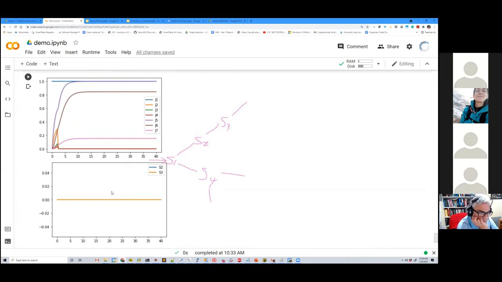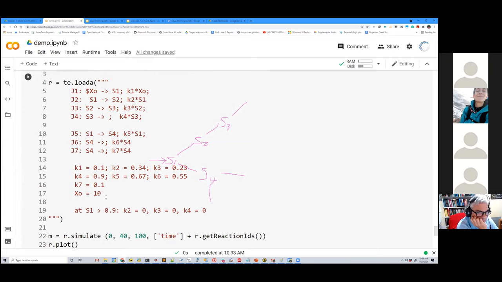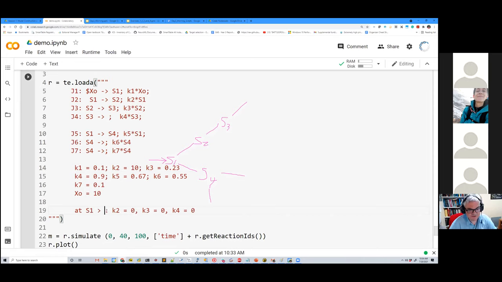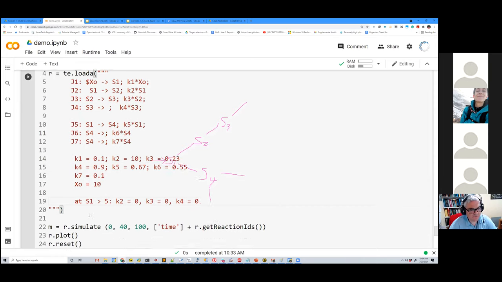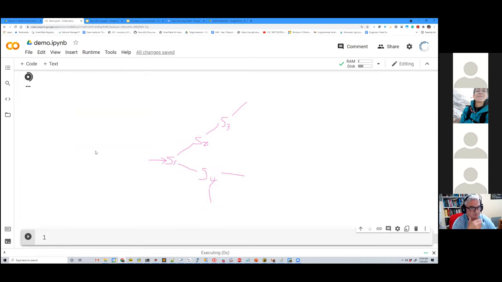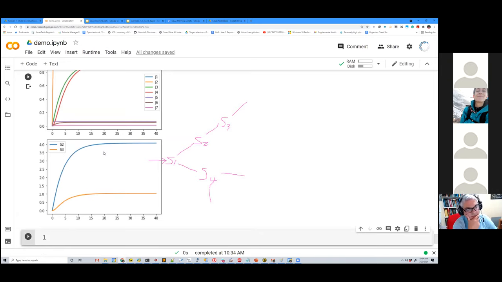That is odd, isn't it? Well, let me do this. I'm going to up this a bit, and then I'm going to up this a bit to try and get more material flowing through the pathway. Oh, there we go. Okay. I think the numbers were just too small.